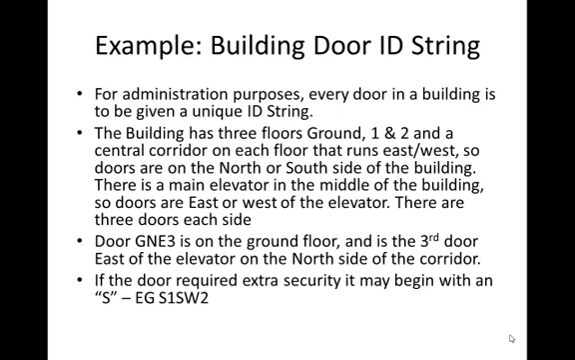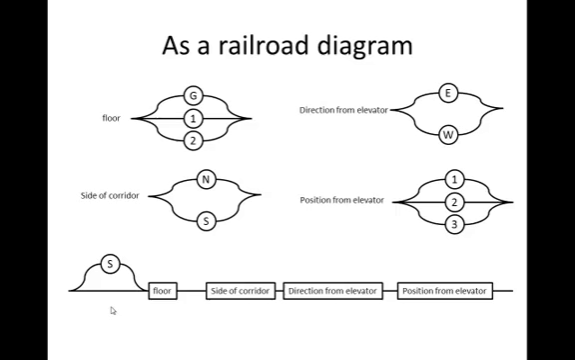So for example, the door GNE3 is on the ground floor. It is the 3rd door east of the elevator on the north side. So if you look at this one here, the G is for ground floor, the N is for north side of the building, the E is for east of the elevator, and the 3 is the 3rd door. There's also an option of putting an S on the front if it's a security door, if it has a special lock on it. So let's look at what this looks like in our railroad diagram structure.